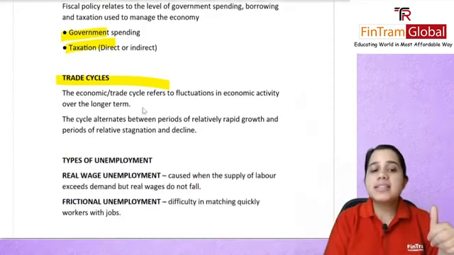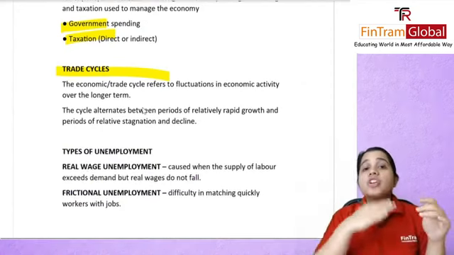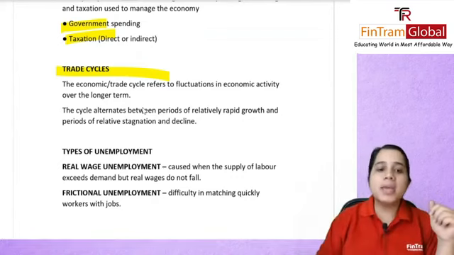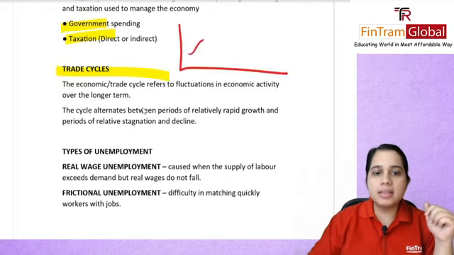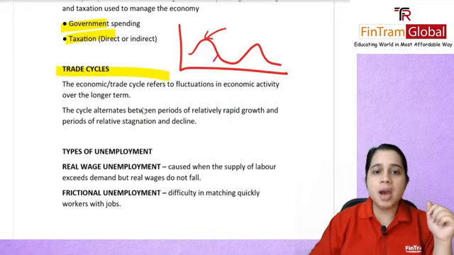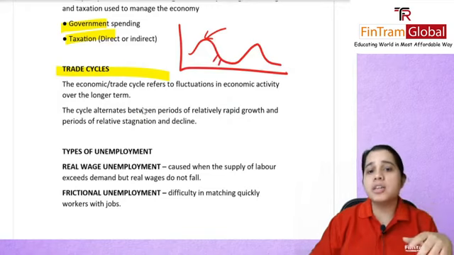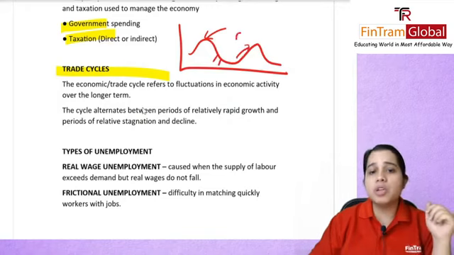Next is your trade cycle. This was the fluctuations in economic activity. If you remember, we had covered the trade cycle. It looks something like this. This is your good period, the boom. Then you have your bust, you have your recession. Then you'll again start going up. So this will be your recovery, and so on and so forth.